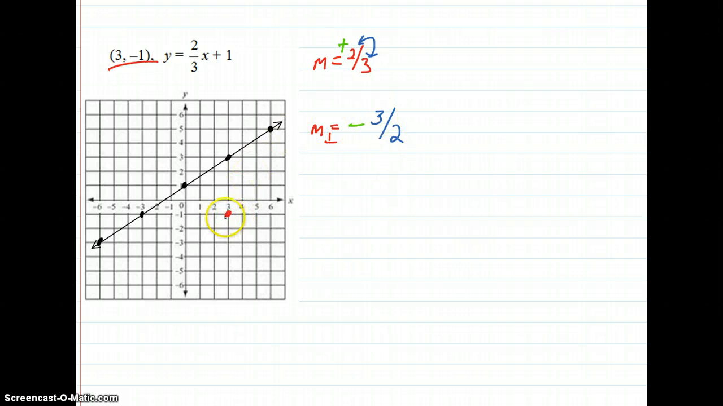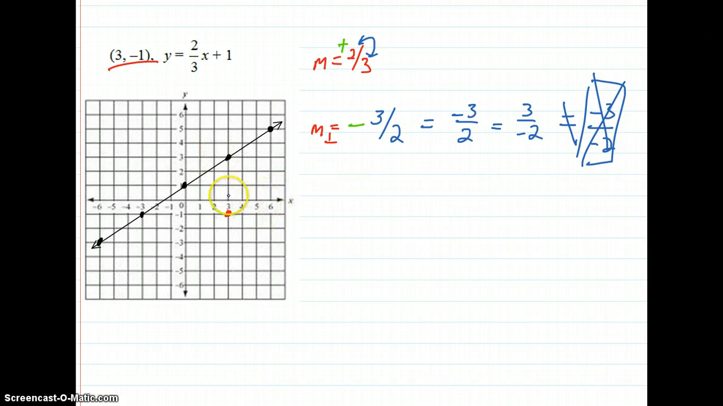So go to the point that we started with, 3, negative 1, and go, now since it's negative, you want to be careful. You want to either do negative 3 over a positive 2, or a positive 3 over a negative 2, you do not want to do a negative over a negative, because a negative divided by a negative turns into a positive. So we do not want to do this. This is bad.